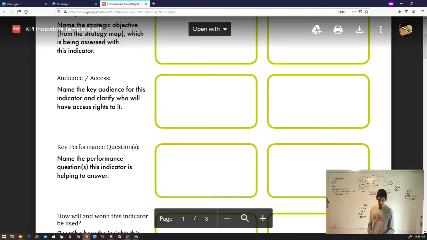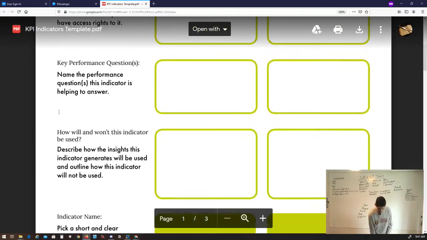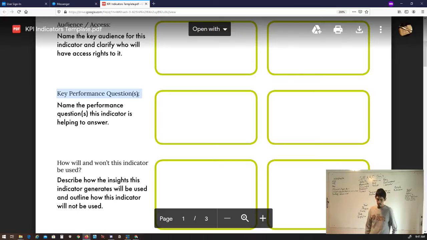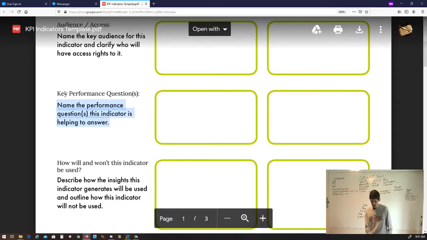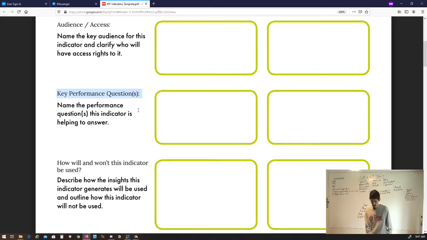Okay, so the third one. Who wants to read that for us? I will, since nobody wants to. Key performance questions. Name the performance questions this indicator is helping to answer. That's just saying to make a question for the indicator. We have to find out the questions we're looking for. So that's what that is.